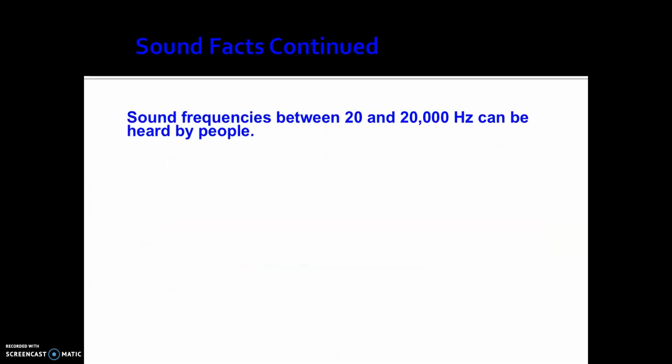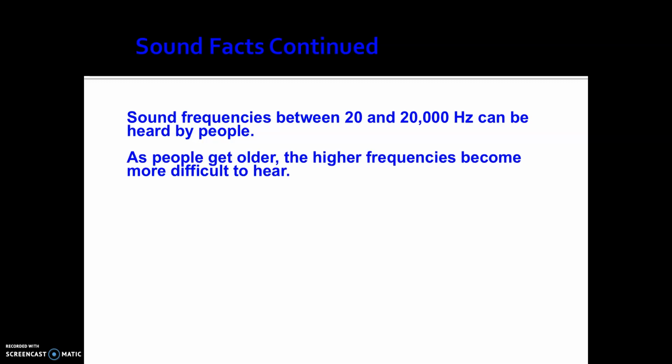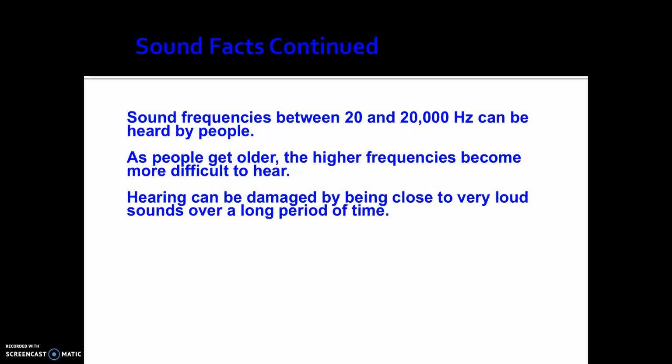Now, sound frequencies, on the other hand, can range from human hearing, and you'll want to write these down because these are numbers you want to know. Frequency: human hearing can be from somewhere from 20 to 20,000 hertz, and it can be heard by most people. Again, this is a generalization. Older people have a harder time hearing the higher frequencies.